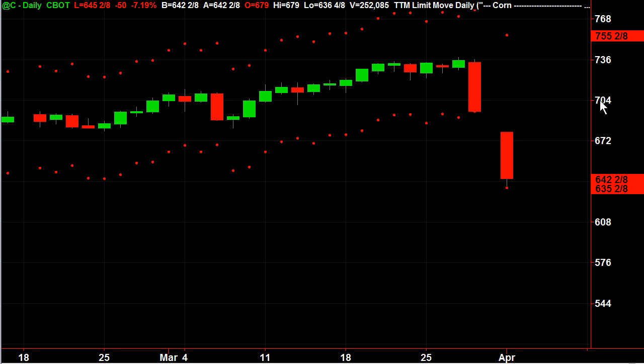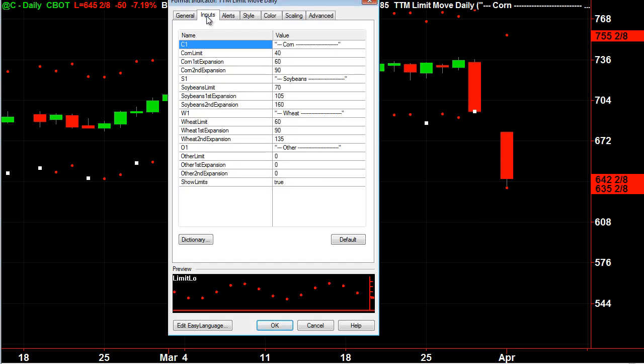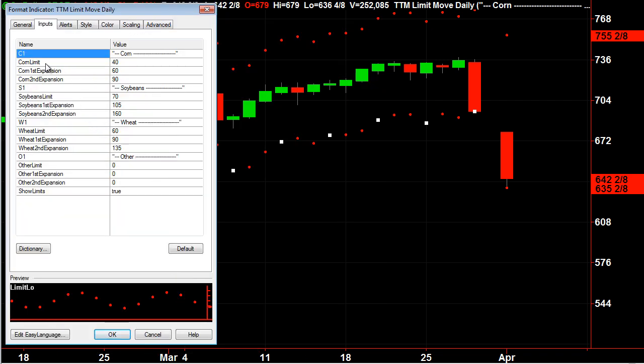So there's a couple other things that you need to know. I'm going to move this. I'm going to double left click here and show you what I'm looking at here. So on the inputs, you can see on my in-house indicator, I've got a corn limit of 40, and then it says corn first expansion of 60, and then corn second expansion of 90. Now here's the tricky part about that. Okay, so pay attention to the screen.